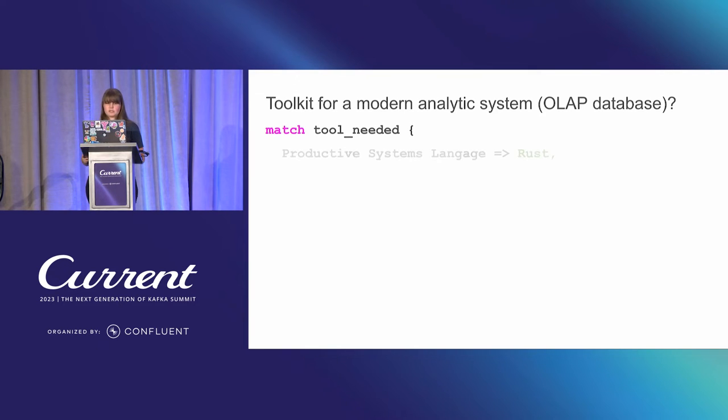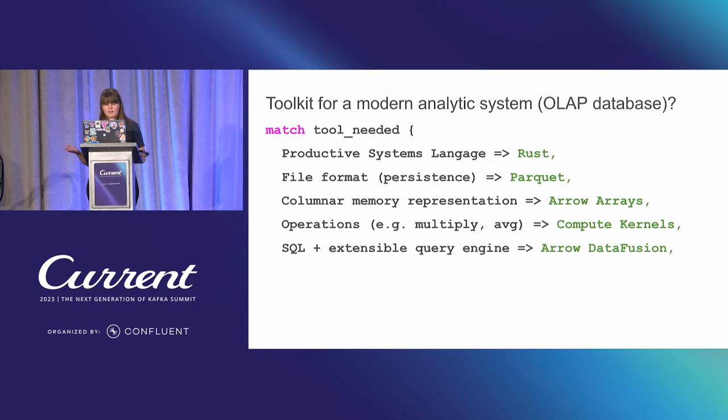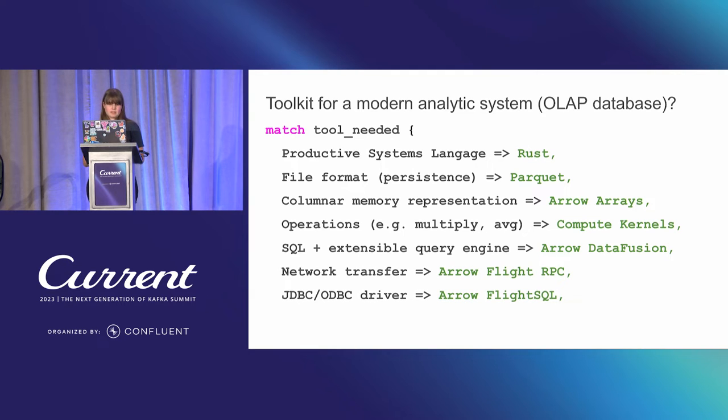And these are some of the tools that you would have for a modern OLAP database. Basically, databases like us. Although we're called a time series database, we also kind of fit in this category as well. But as you can see, we're built with the Rust language. Our file format is Parquet, Arrow arrays, Arrow DataFusion to allow SQL extensible query engines, network transfers with Arrow Flight, which I didn't go into per se, but basically it just allows us to connect with some of those outside tooling that I mentioned earlier.